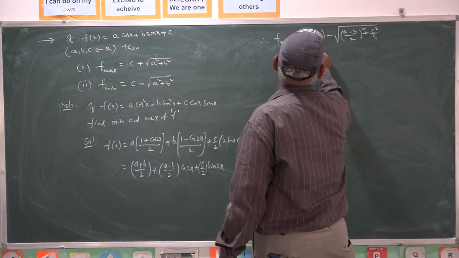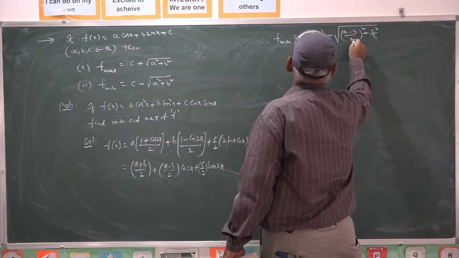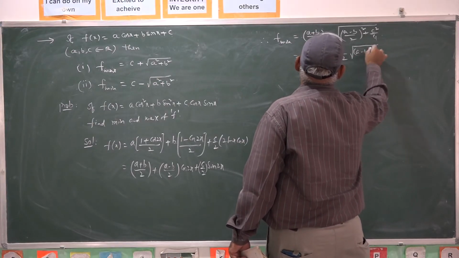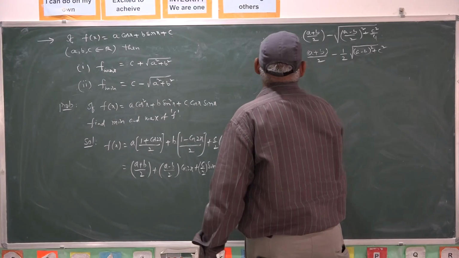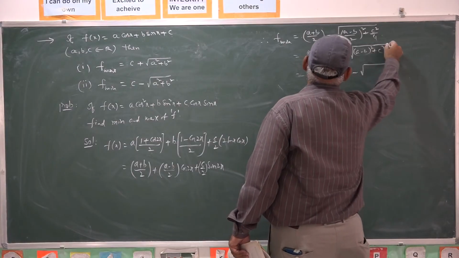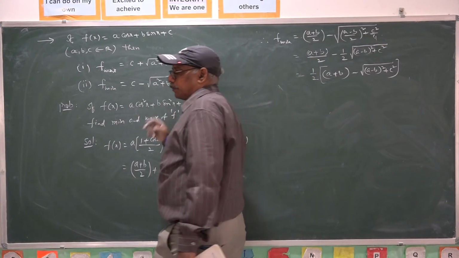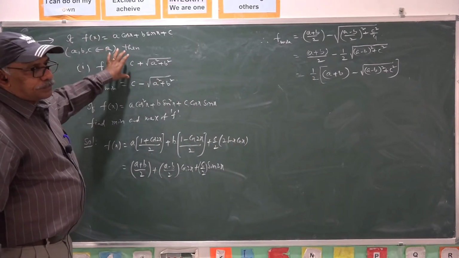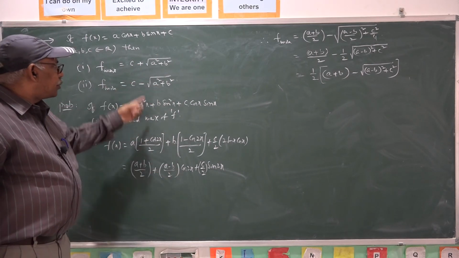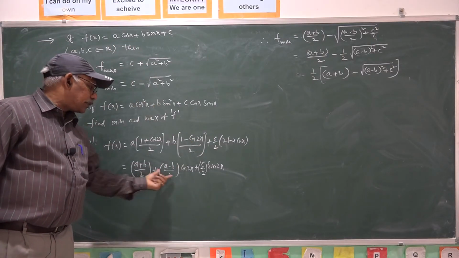On simplification, still (A plus B) by 2 minus, this is 1 by 4 and here is also 1 by 4. Overall we get 1 by 2 here, under root (A minus B) whole square plus C square. That is 1 by 2 into A plus B minus square root of (A minus B) whole square plus C square is our minimum of this function. I am just applying this one to get the minimum. I am reducing this function to this form clearly. Instead of x, here we have 2x, nothing more than that, and these are the constants.